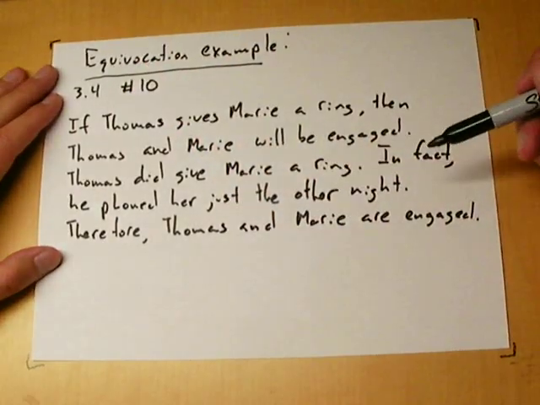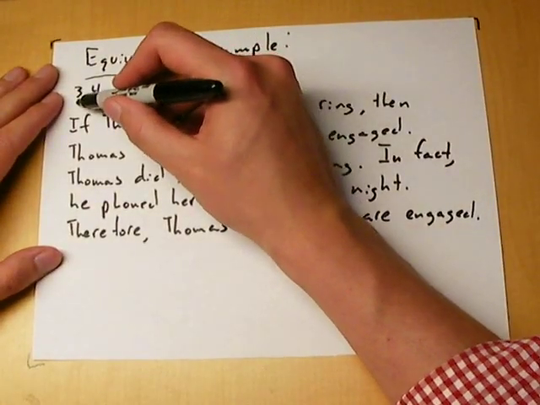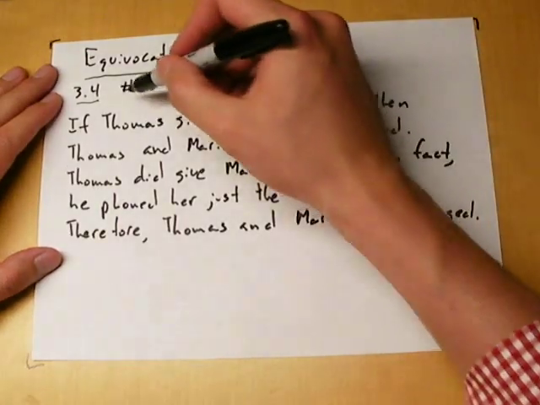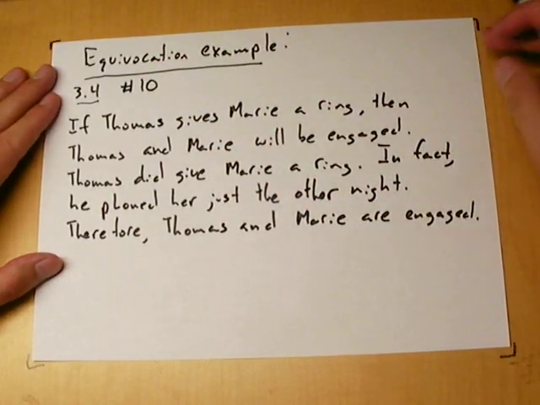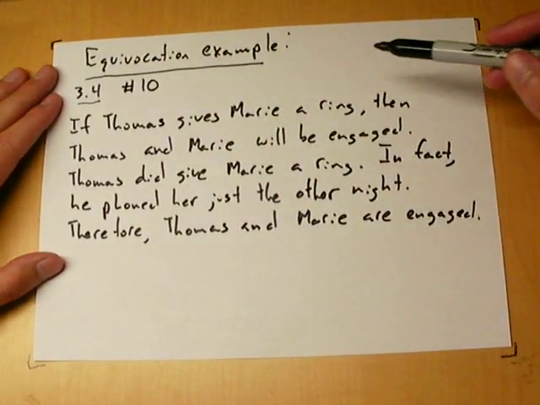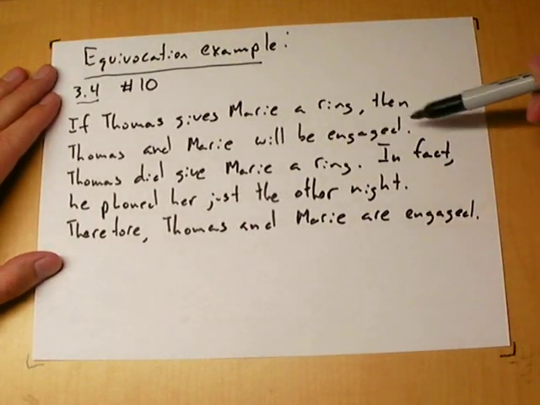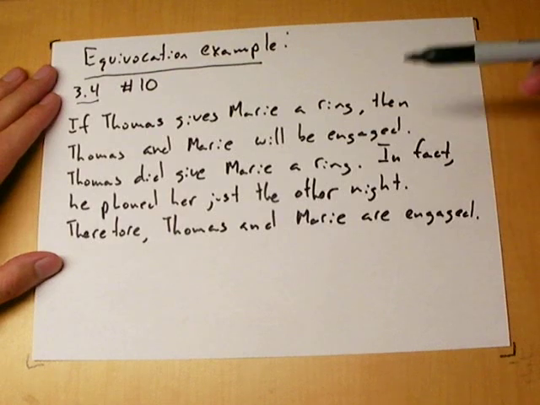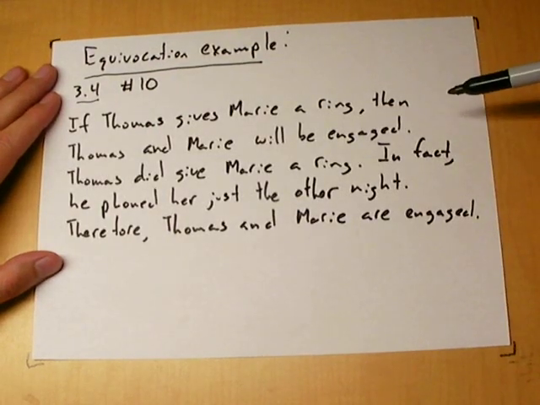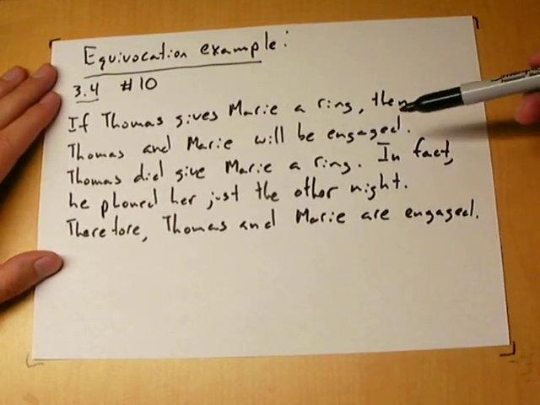And this example is straight out of the text. It's section 4 of chapter 3, of course, and problem number 10. If Thomas gives Marie a ring, then Thomas and Marie will be engaged. Thomas did give Marie a ring. In fact, he phoned her just the other night.